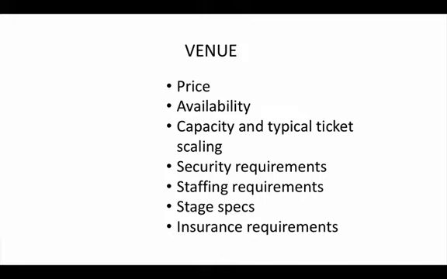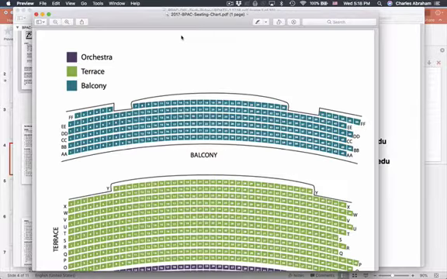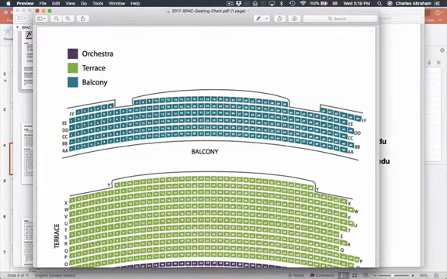And they're either going to charge you a flat fee, or they might charge you by the ticket, or they might have some other scale that they charge you, and they will be happy to tell you that. But you need to know what a full house at that venue is going to cost you. You'll need to know, among other things from the venue, the venue's seating chart and their typical ticket scaling.